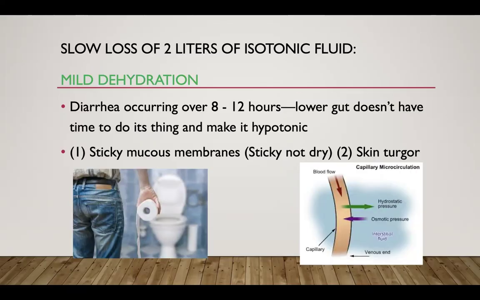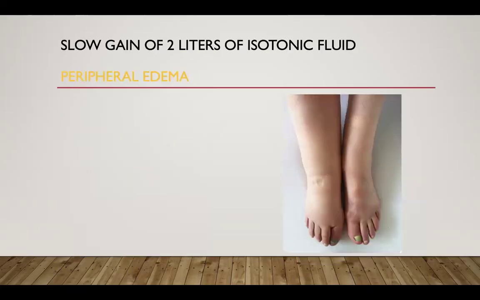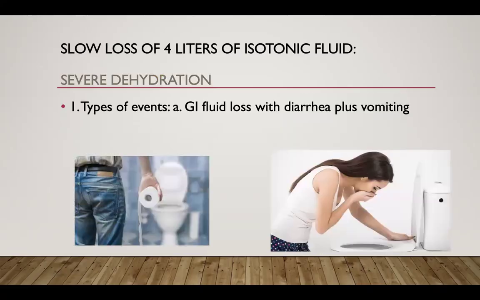And another principle, I don't know if I have it in this PowerPoint, but she talked about the football players. They lose a ton of fluid and electrolytes and they can be given it back quickly. But if somebody loses something slowly, they need to be given it back slowly because the body compensates. And so you need to account for that. A slow gain of 2 liters of isotonic fluid, as we talked about, is going to cause peripheral edema. And one of the main things that causes this is heart failure.